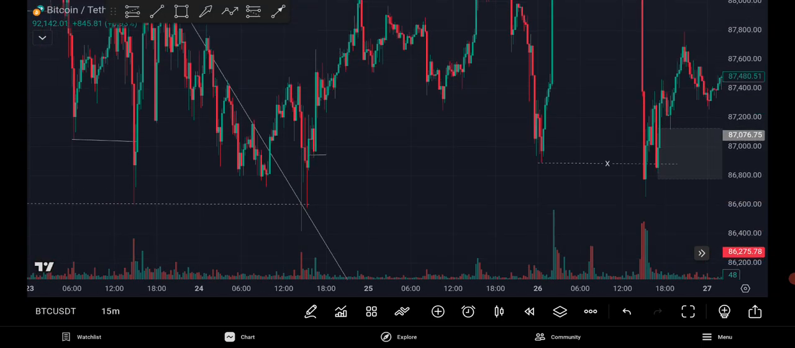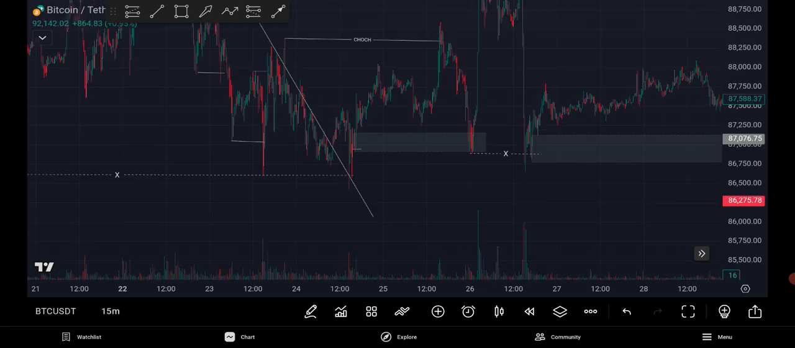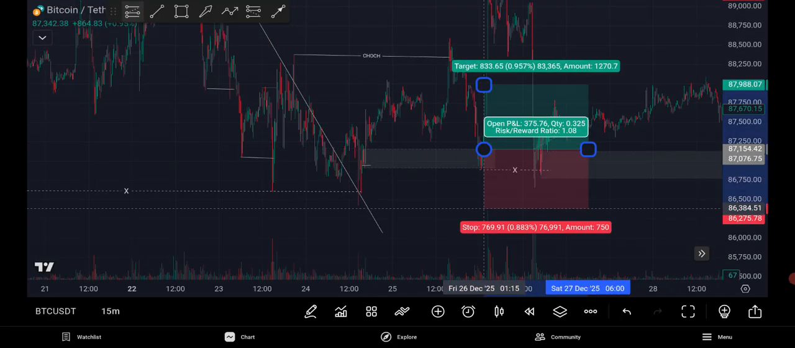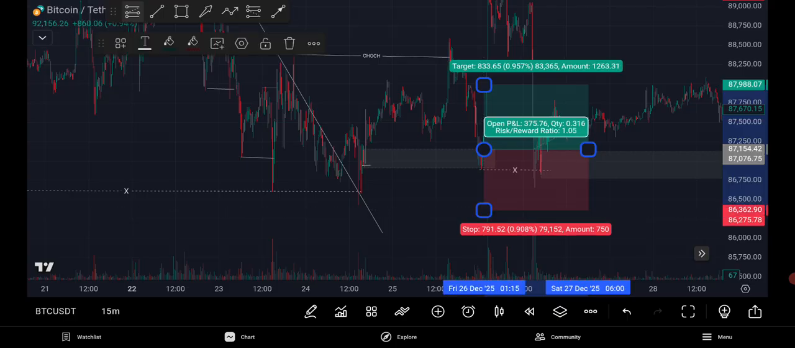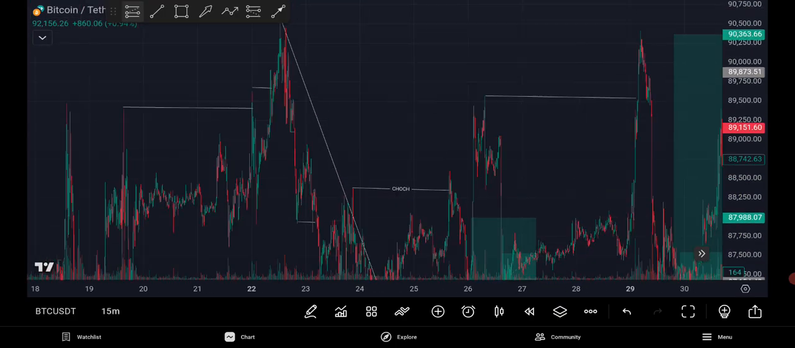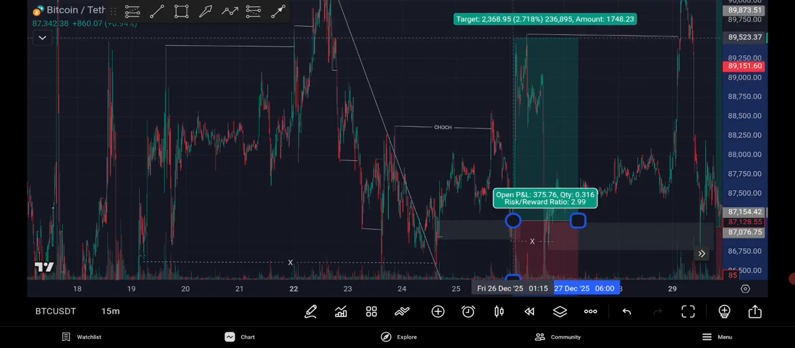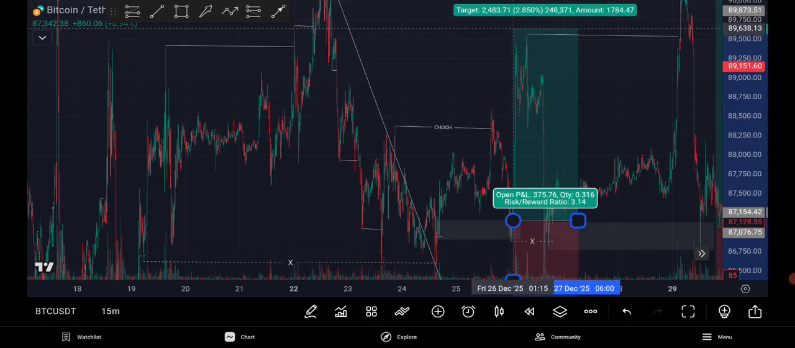So now that supports my buyers, and then I'll place my trade here, and then my stop loss just below this, and then I'll target 1 to 3 RR, which is that, yeah, 1 to 3 RR.